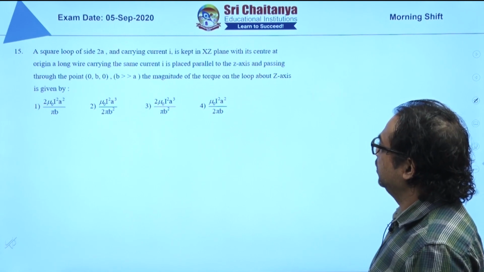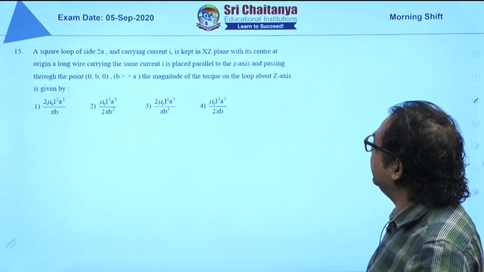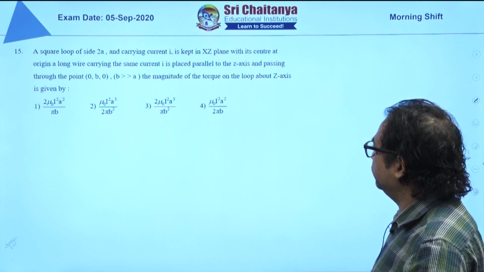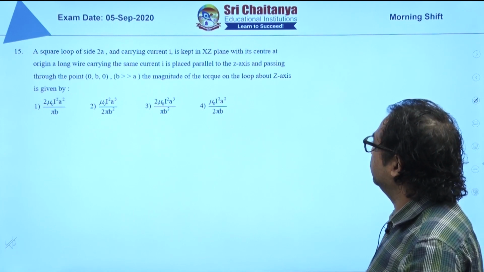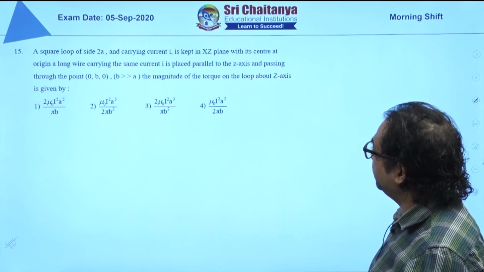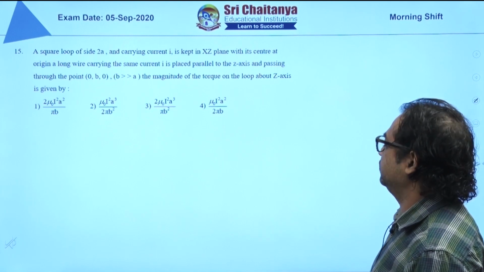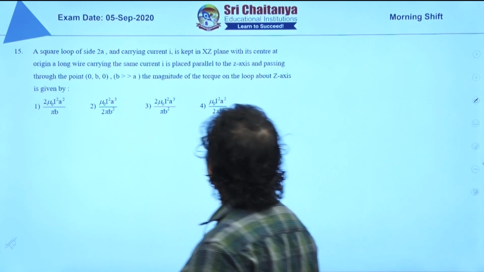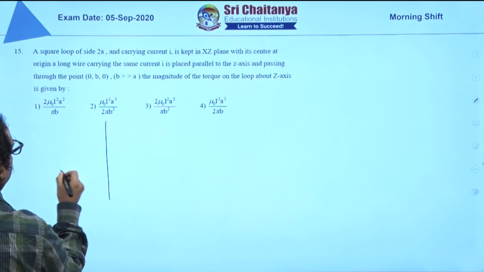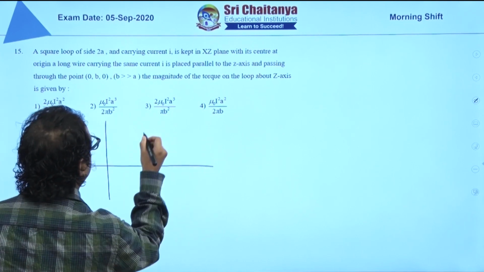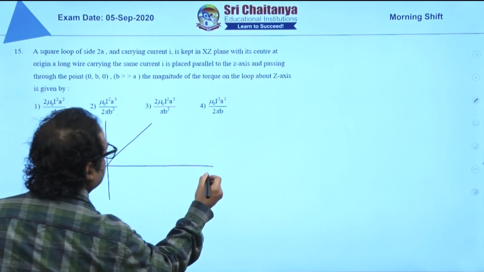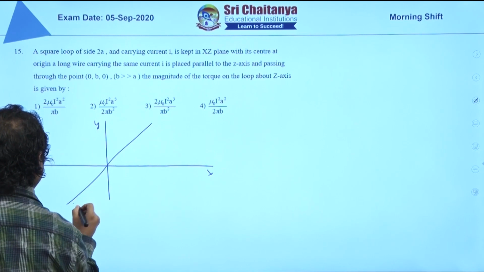Okay. So a long wire carrying the same current is placed parallel to the z axis and passing through the point (0, B, 0). B is much greater than A. So, what is the magnitude of torque on the loop about the Z axis? Fine. So, we can see here, let us say this is your XYZ plane. So, this is X, this is Y, this is your Z.